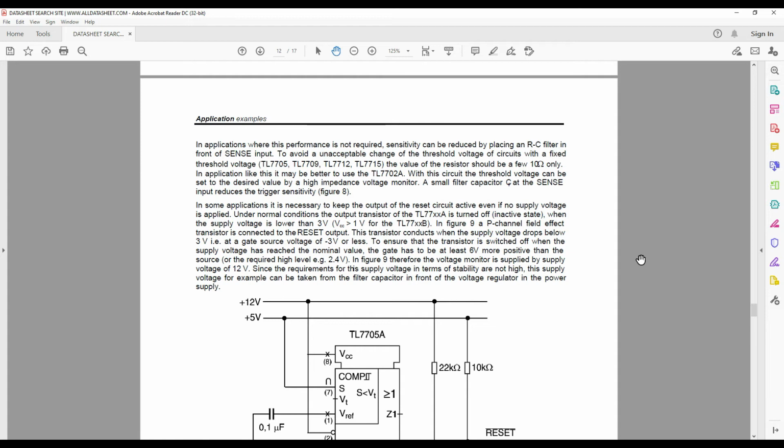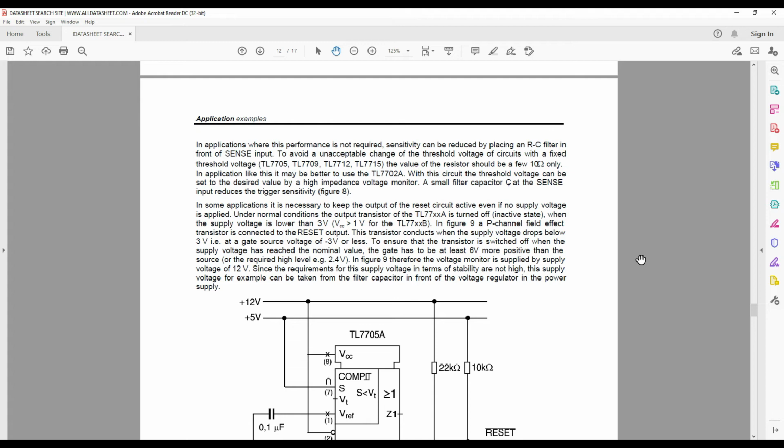In some applications, it is necessary to keep the output of the reset circuit active, even if no supply voltage is applied. Under normal conditions, the output transistor of the TL77A is turned off in active state when the supply voltage is lower than 3 volts.